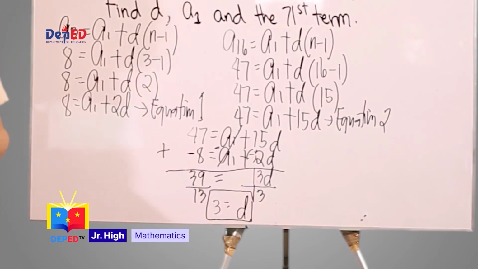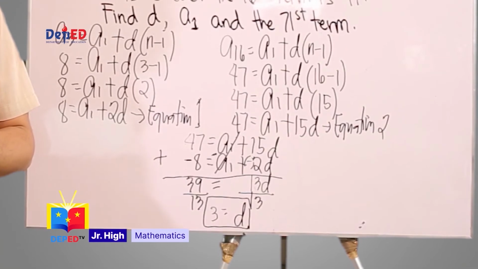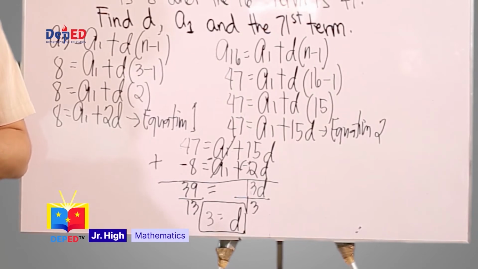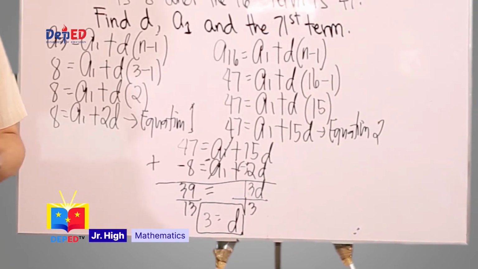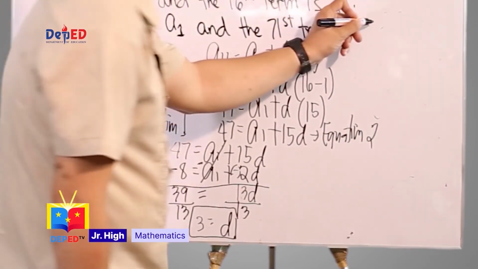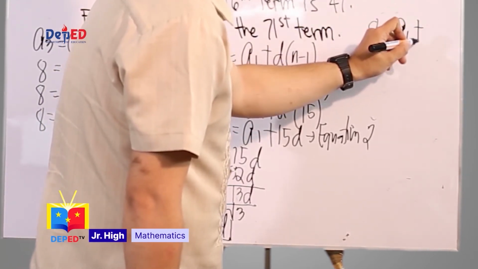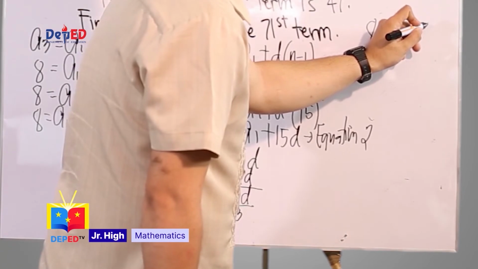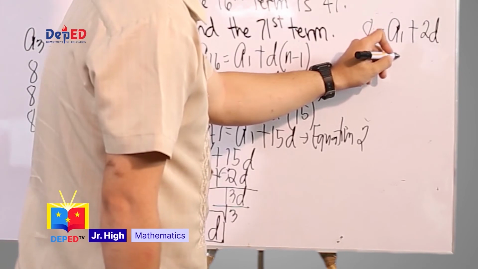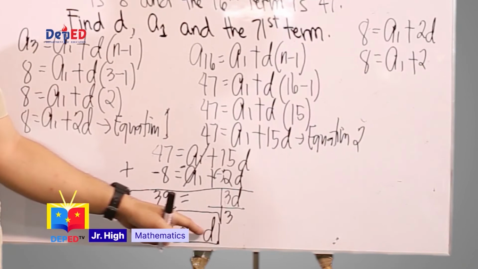Therefore, the difference of the two equations is equal to 3. Now, to solve for a sub 1, substitute d is equal to 3 to either equation 1 or equation 2. For this example, we will use the first equation. That is, 8 is equal to a sub 1 plus 2d. Next, we have 8 is equal to a sub 1 plus 2 times the difference, which is 3.